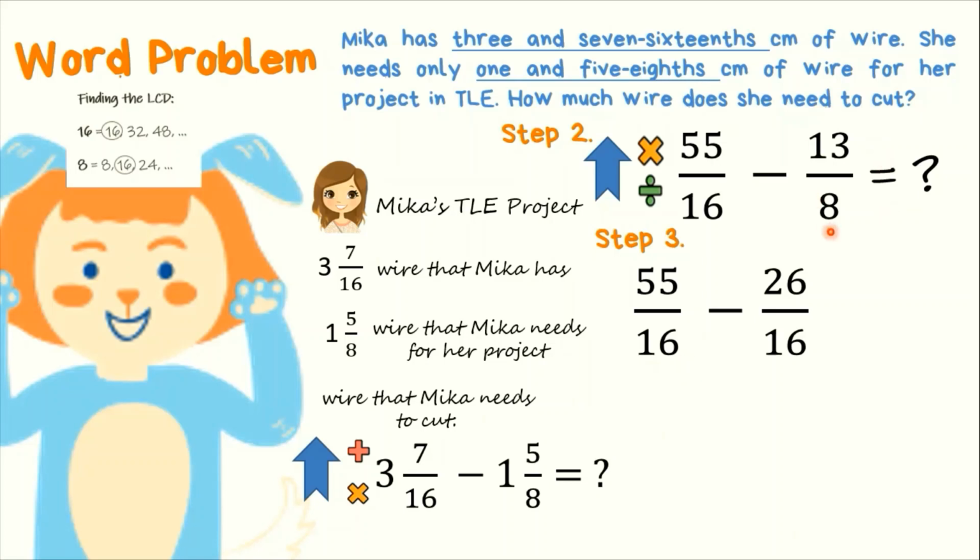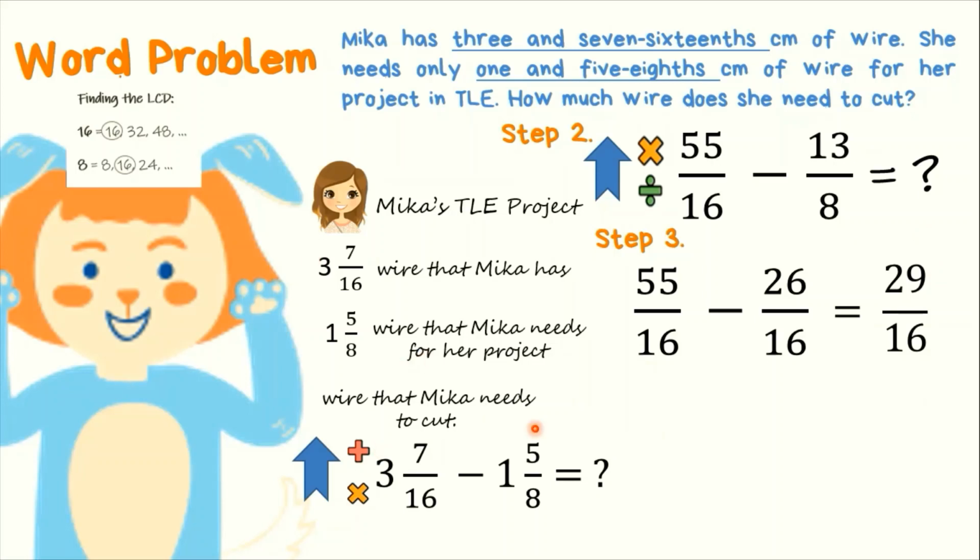Kay 13 over 8 naman, 16 divided by 8 is 2. 2 times 13 is 26. Then, use the LCD as denominator. Kaya naman sila ay similar fractions na. We can now proceed to the subtraction of similar fractions. 55 minus 26 is equal to 29. Copy their common denominator. 29 over 16 ay isang improper fraction. 29 over 16 is an improper fraction.